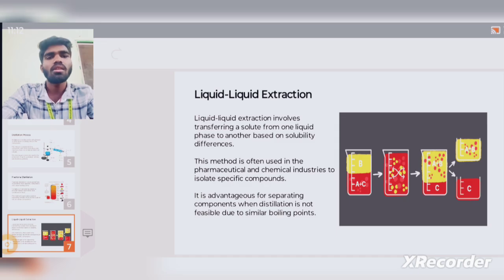And another separation method is liquid extraction. Liquid extraction involves transferring a solute from one liquid phase to another based on solubility difference. This method is often used in the pharmaceutical and chemical industries to isolate specific compounds. It is advantageous for separating components when distillation is not feasible due to similar boiling points.